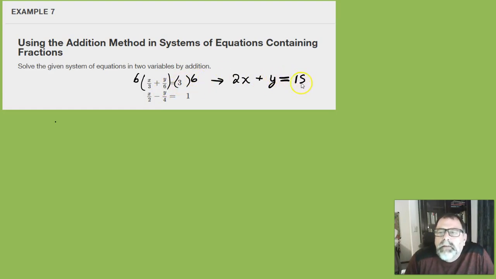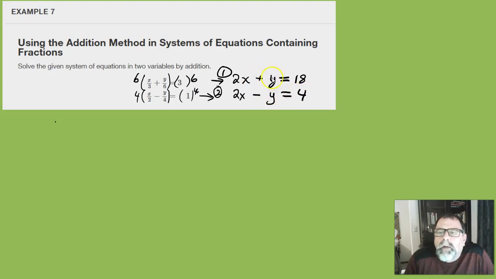So I'm going to call this equation 1 now, my new equation 1, even though this is the original equation 1, but this is my new equation 1. And then this one I'm going to multiply by the LCD for 2 and 4, which is 4. And this will be my new equation 2. So 4 times x divided by 2 would be 2x. 4 times y divided by 4 would be minus y. And then 4 times 1 is just 4.